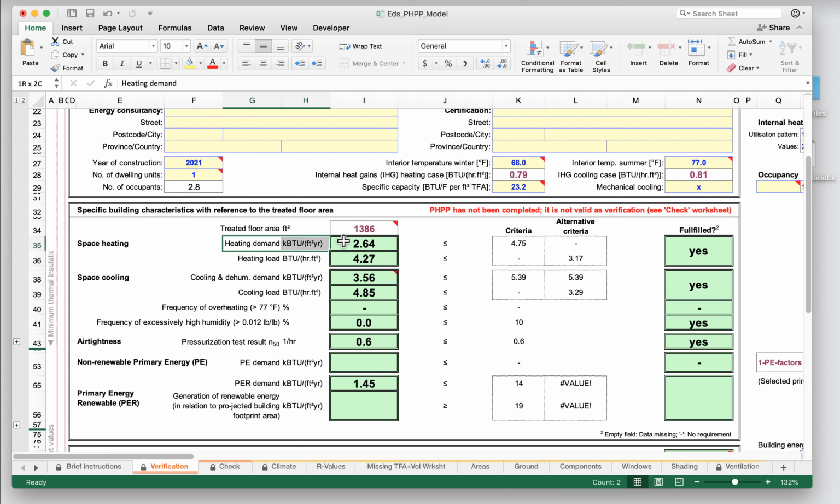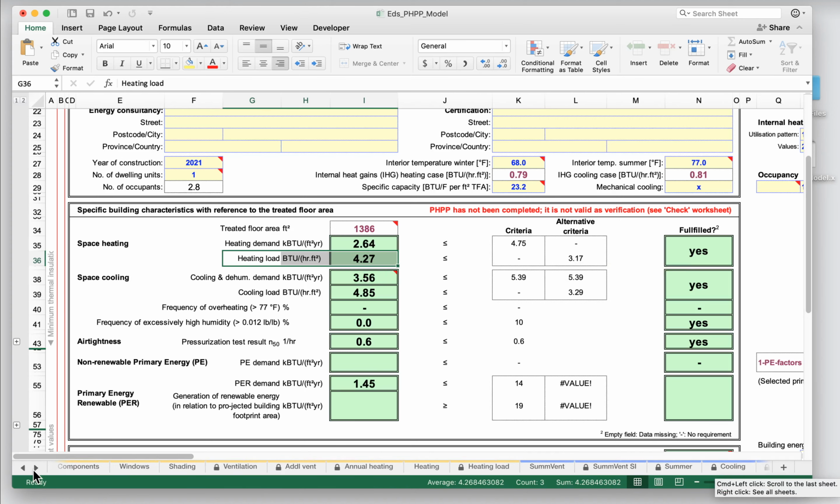So the heating energy demand is looking at the total energy consumption over the entire winter period. The peak heat load here is looking at performance under the worst case, most stressful moment in time for that climate. So we can take a look at the results for the peak heat load and how this number is derived by taking a look at the peak load or the heating load worksheet.